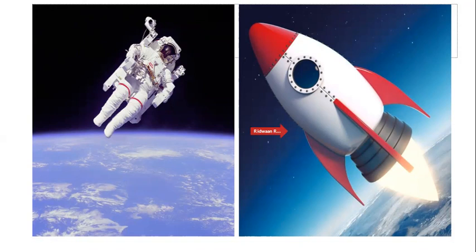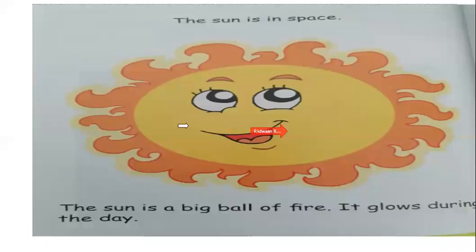So let's open to our books on page 140. Good. What did we learn about that is in space and around our Earth? Yes, the sun is in space. The sun is a big ball of fire and it glows during the day. Where do we get our light from during the day? We get it from the sun.